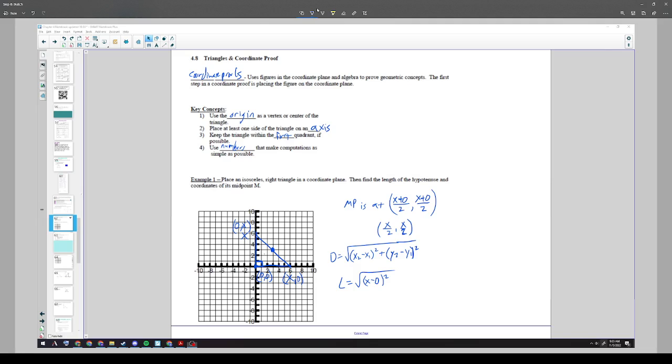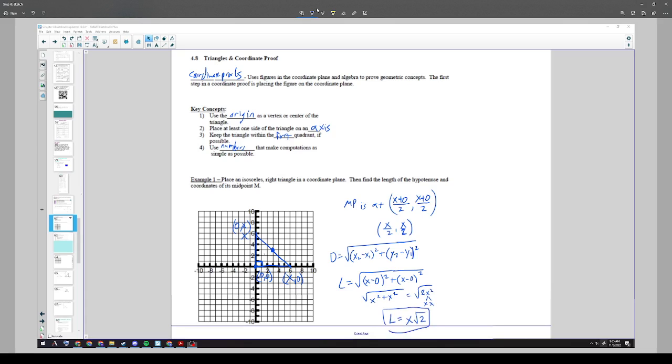Okay, so we have x minus 0 squared plus x minus 0 squared. So we get the square root of x squared plus x squared, which is the square root of 2x squared. So factoring that, we can take out an x. So we get the length equals x times the square root of 2.